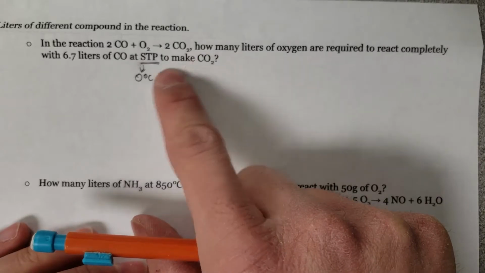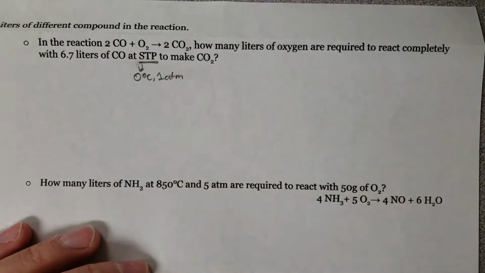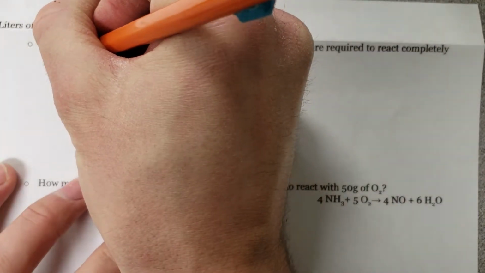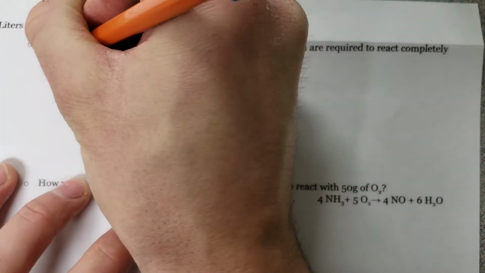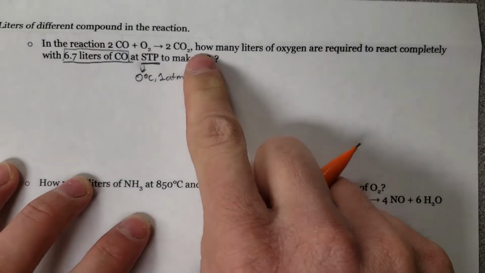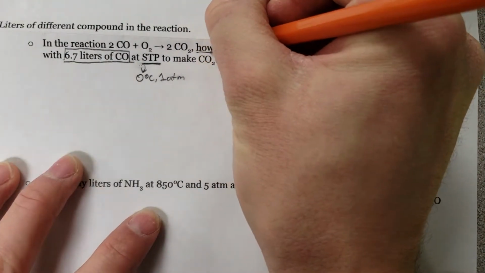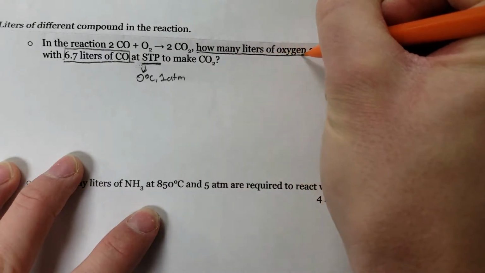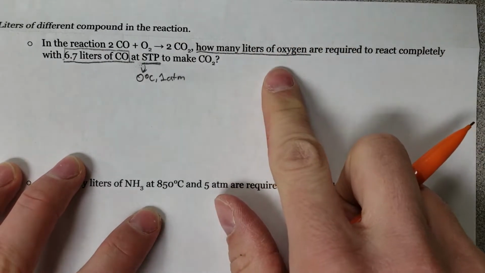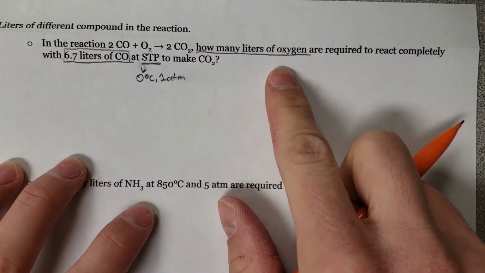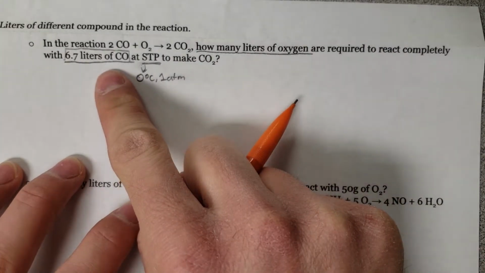The only parts that we really need to key in on are our starting units, which is 6.7 liters of carbon monoxide, and the question's asking how many liters of oxygen are required to react completely. So, we always start with our given value.